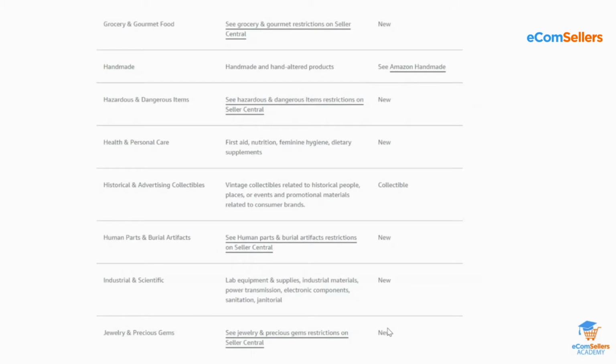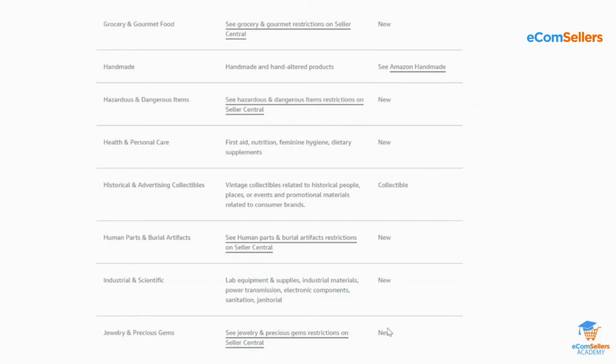And a lot of these that I'm reading off, some of them are secondary categories under the primary category, or subcategories under the primary category. Historical and advertising collectibles. You can sell them as collectible. Human parts and burial artifacts. I would just go read that. I'm not even going to say what it says you can sell it as. Industrial and scientific, says you can sell it as new. And again, you want to follow those guidelines around that.